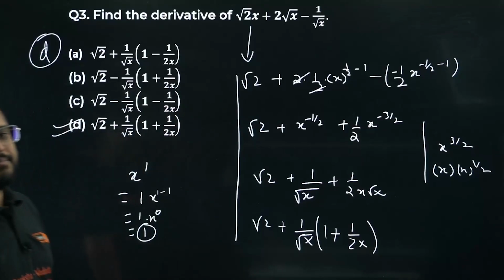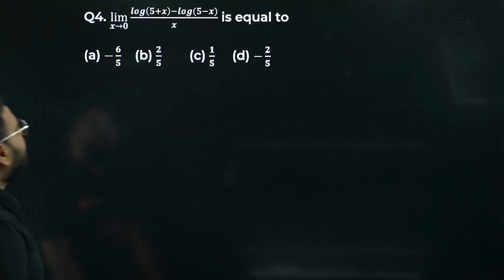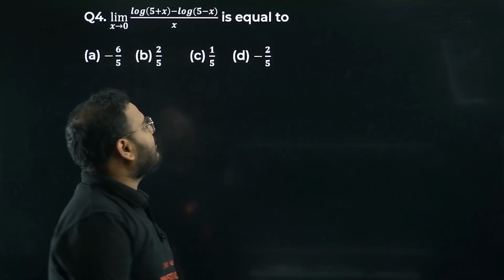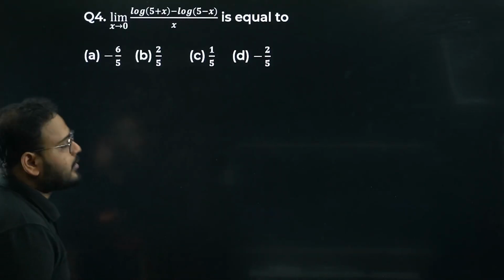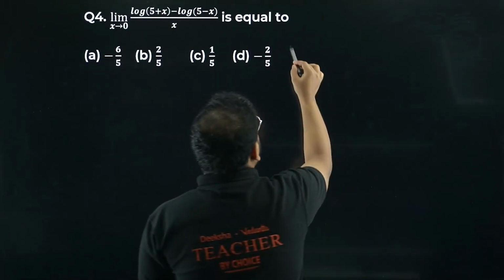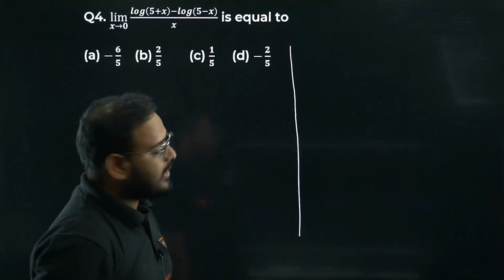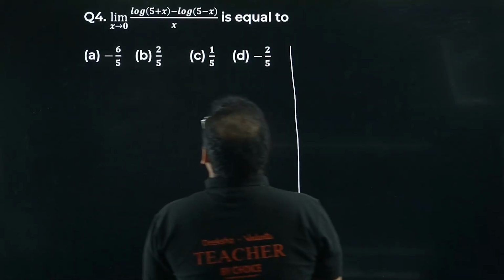Okay. Have a look. Fourth one now. Limit of log of 5 plus x minus log of 5 minus x upon x is equal to how much? Let's solve this. It's a very good question. Let's solve this from the beginning. What we have here? So I'm going to do what?